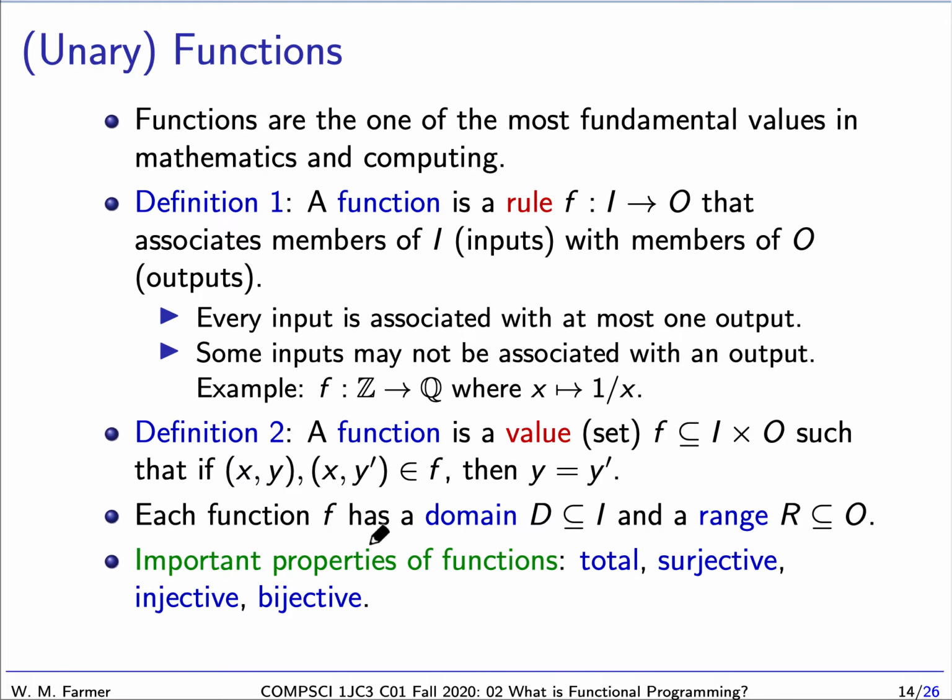Now functions have domains. The domains are the set of inputs on which the function is defined, and they have ranges. That's a set of outputs that can actually be achieved by the function. And there are certain very important properties called total, surjective, injective, and bijective. So I'll quickly go over what these are.